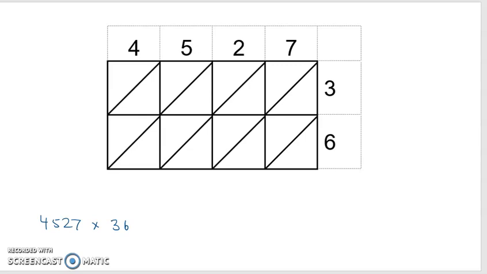6 times 7 is 42, 4 tens and 2 ones. 3 times 7 is 21. I'll just do the top row, I guess. 3 times 2 is 0 tens and 6 ones. 3 times 5 is 15. 3 times 4 is 12. Let's go down to the second row. 6 times 2 is 12. 6 times 5 is 30, 3 tens and 0 ones. 6 times 4 is 24. So we filled out each grid, just multiplying the digits.